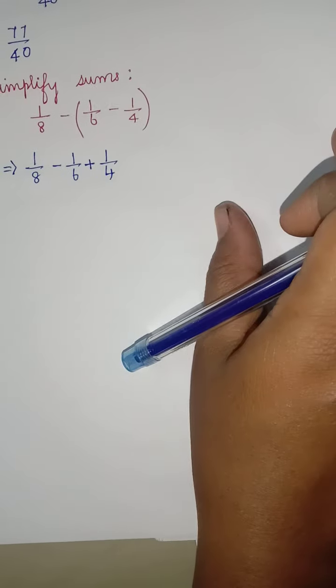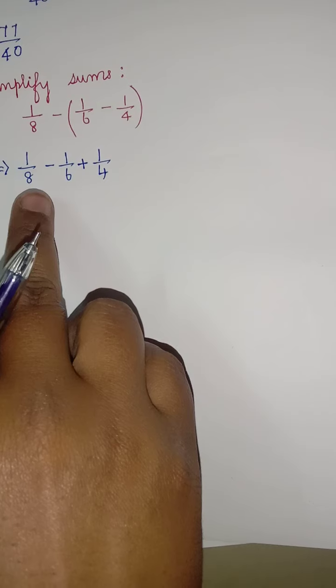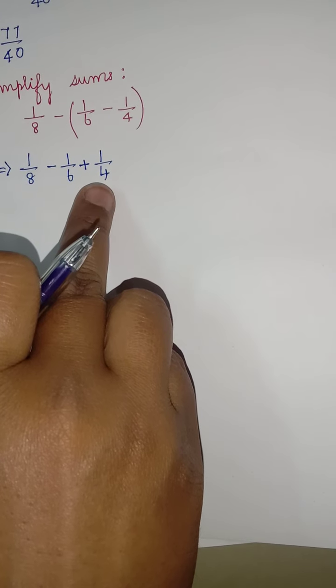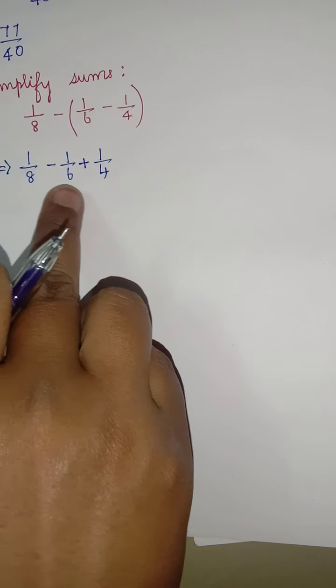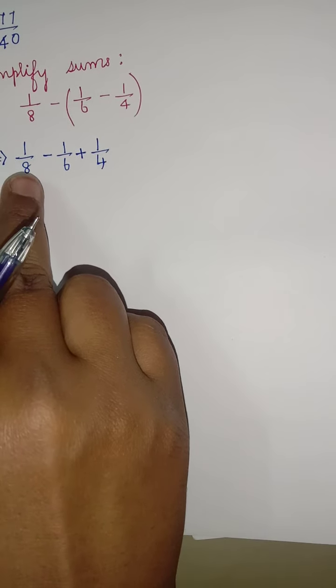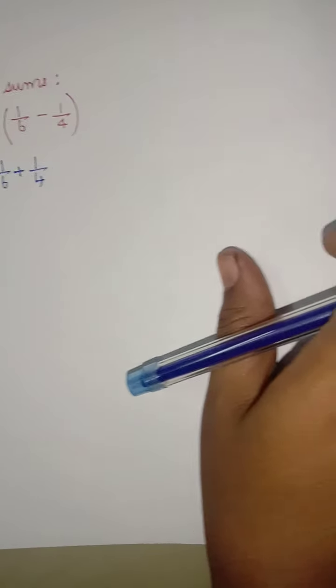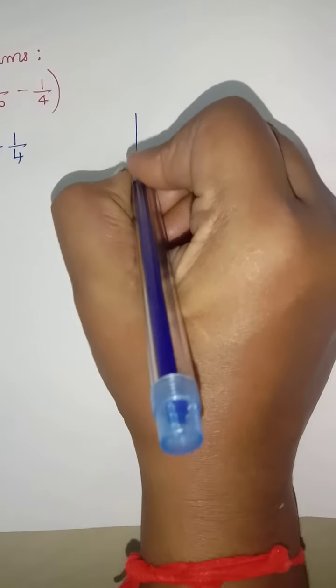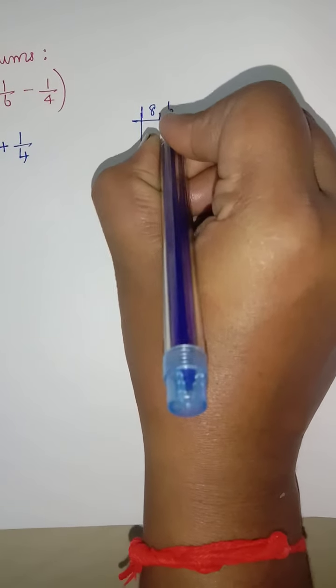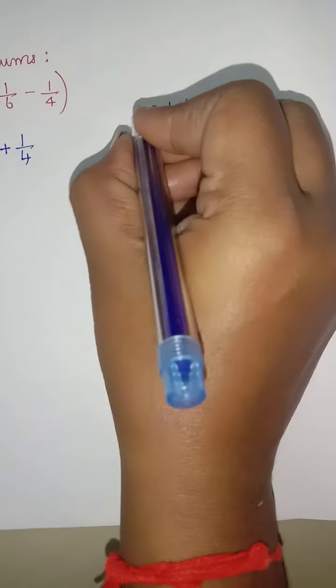Next, what we have to do? We have to simplify the sums. That is, we have to subtract and here we have to add. So for everything we need the LCM. So we should have the same denominator. So now we are going to take the LCM. Which numbers am I going to take the LCM of? 8, 6 and 4 I am taking.